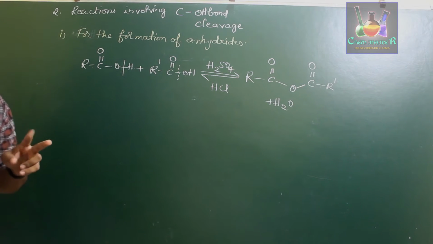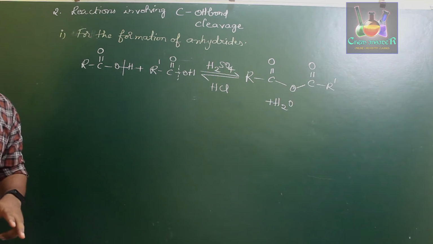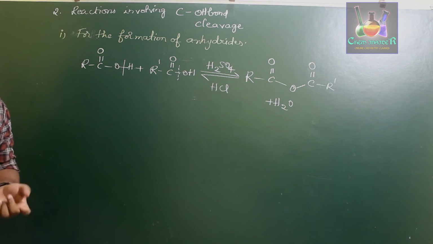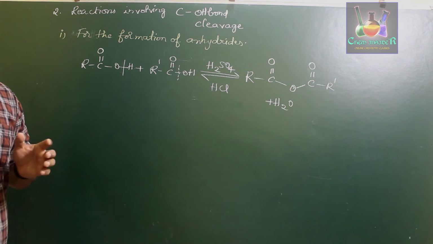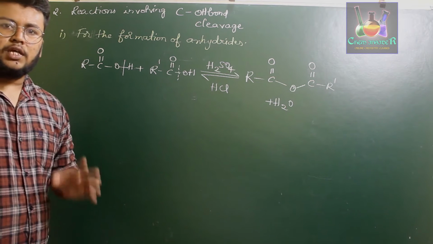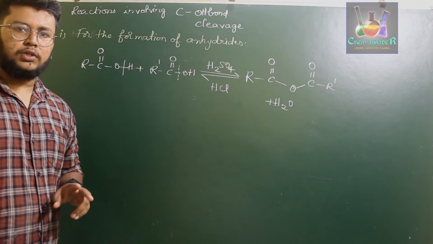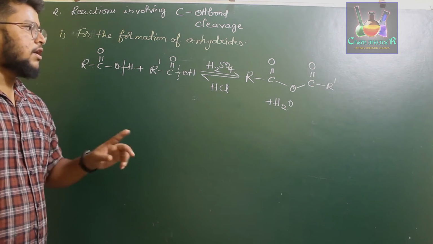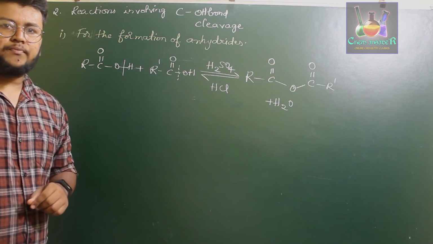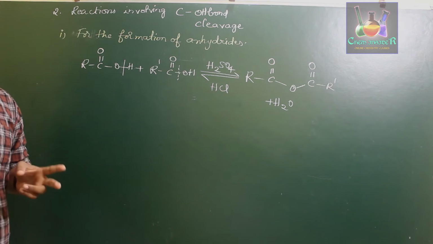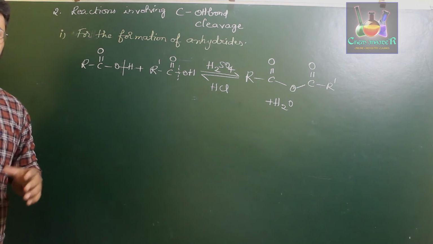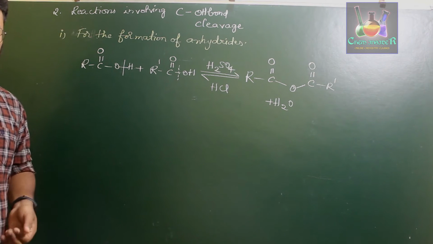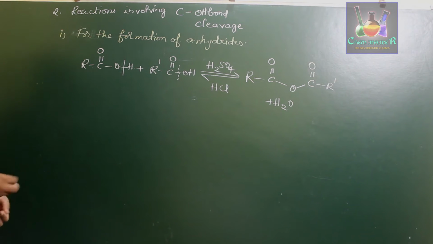There are two types of anhydrides, simple anhydrides and mixed anhydrides. Simple anhydrides are those which are formed by two carboxylic acids of the same group. When two similar carboxylic acids undergo dehydration, they form simple anhydrides. If two different carboxylic acids undergo dehydration under acidic condition, they form mixed anhydrides. Let us take examples for both.